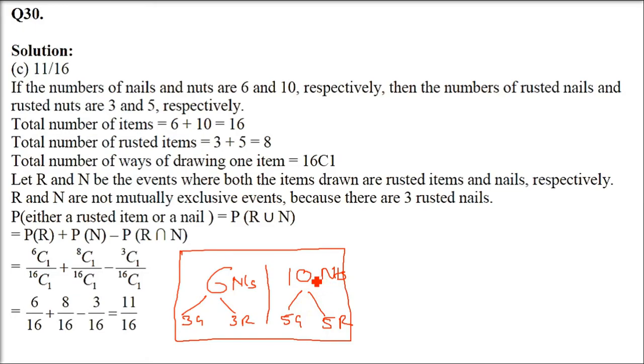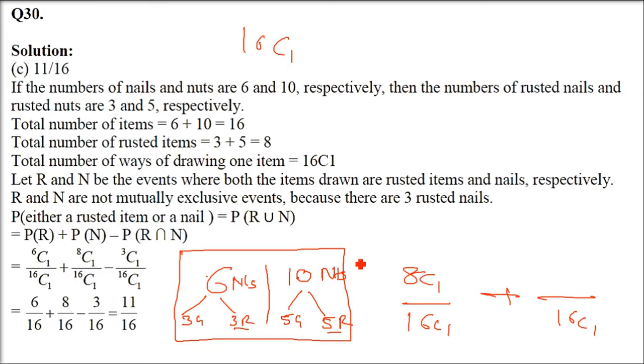If one is chosen at random, the probability that it is rusted or is a nail. So first of all, either rusted or nail. Let us find out the rusted ones first. The denominator is normal. Total is 10 plus 6, 16. We are picking 1, so 16C1 will be in the denominator. How about the numerator? How many rusted are there? First is rusted and then the second one is the nail. So 3 rusted and 5 rusted, so 8 rusted in all. So 8C1, you are picking 1 from it.